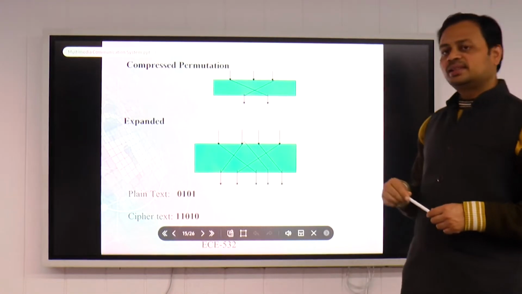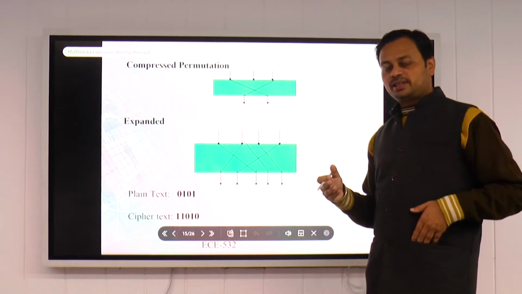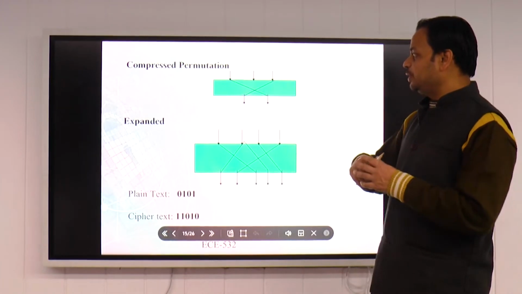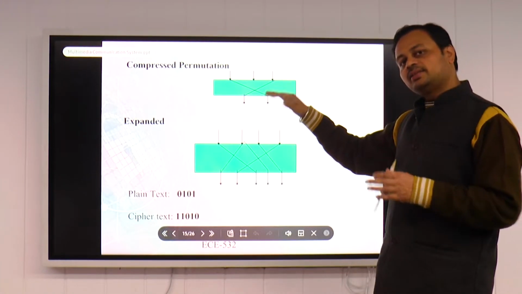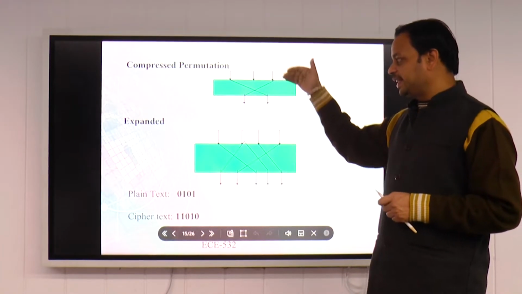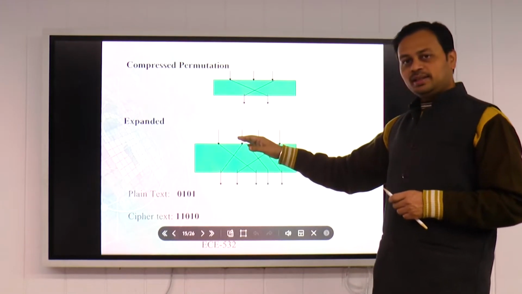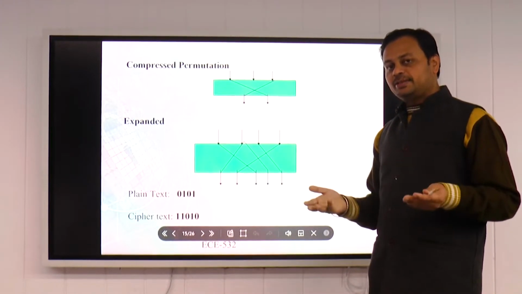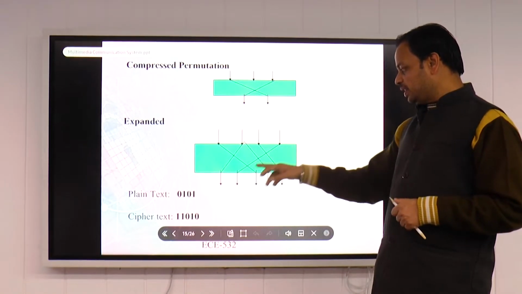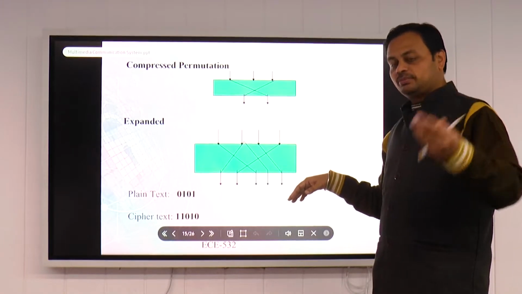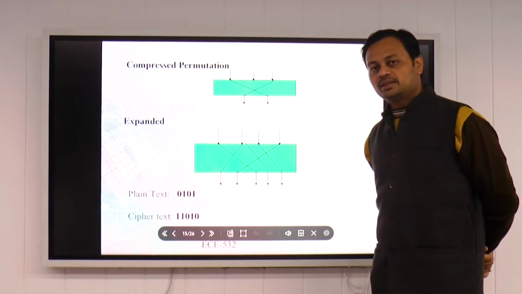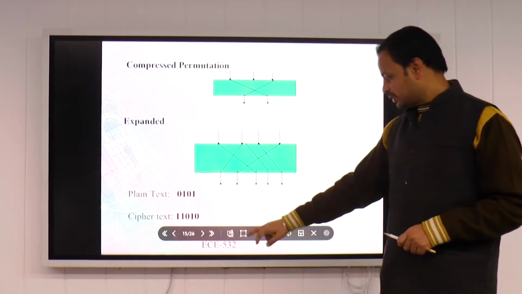Now likewise there are different types of permutation transposition. One is compressed permutation. In compressed permutation the input is of 3 bits, output can be 2 or 1 bit, minimum 1 bit less than the input. In expanded permutation, as the word itself suggests, it will expand the input. Say if the input is of 4 bits, output will be a minimum of 5 or more bits. So this is again one of the mechanisms through which we can change the plain text.